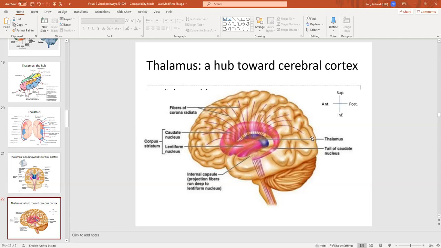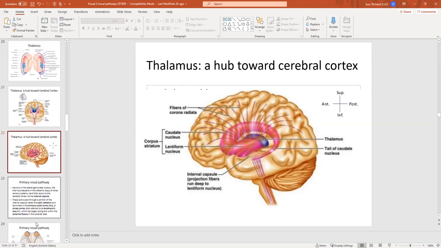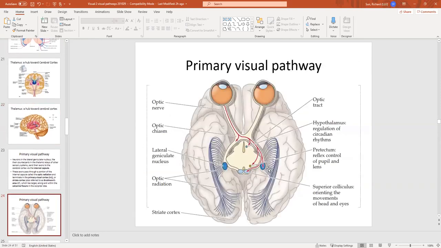And among these fibers, a group of fibers is the one from the LGN, lateral geniculate nucleus, projecting into the visual cortex. And this portion is called the optic radiations right here. So from the LGN, lateral geniculate nucleus, projecting into the visual cortex. The visual cortex is also called the striate cortex. And this is part of the corona radiata. This portion is called the optic radiation. So that is the pathway.